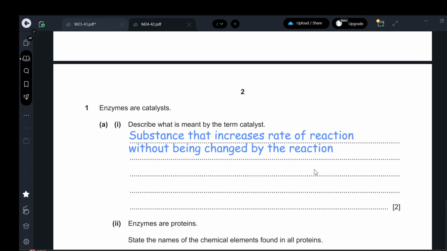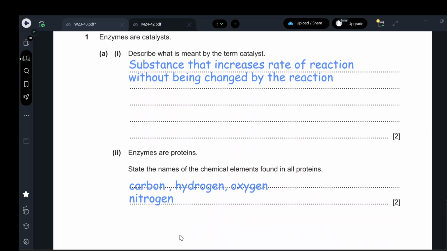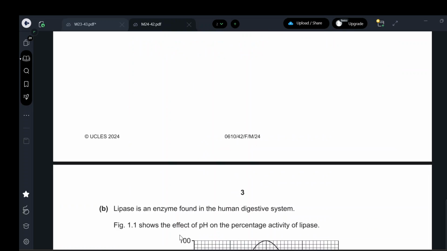Enzymes are proteins. What are the chemical elements that make up the protein? Carbon, hydrogen, oxygen, and nitrogen. Carbon, hydrogen, and oxygen are common between proteins, fats, and carbohydrates. The only extra thing in the proteins is the nitrogen. Nitrogen is extra in proteins.